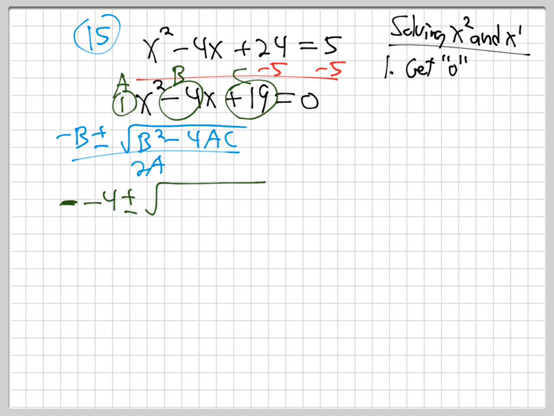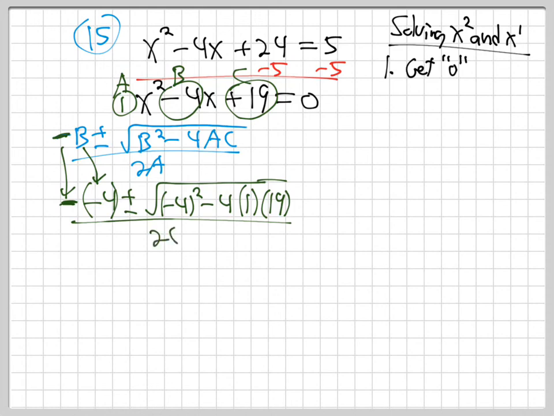Okay, so -b, -4. It's going to be +4, isn't it? Does everybody see that? Because there's a negative from the formula, and then b is itself -4. B squared minus 4 times a, which is 1, times c, which is 19, all over 2a. Okay. What's that give us? 2 negatives, so +4 plus or minus the square root of 16 minus 4 times 19, 76?